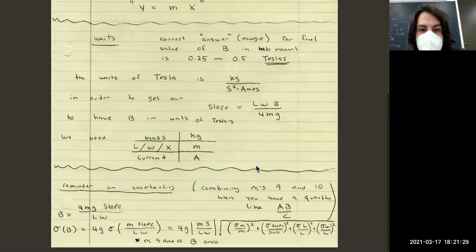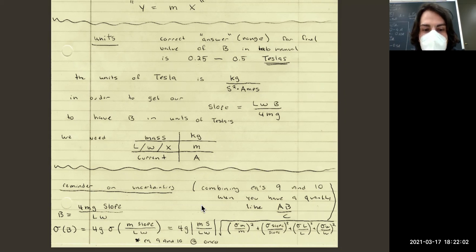And then I just wanted to do one last reminder about uncertainties. I found some people were struggling with combining them. For instance, the value you'll solve for your B is 4 mg, the slope from this equation, over LW. I just want to walk through why you can do equations 9 and 10 at the same time. 9 is for multiplication and 10 is for division.